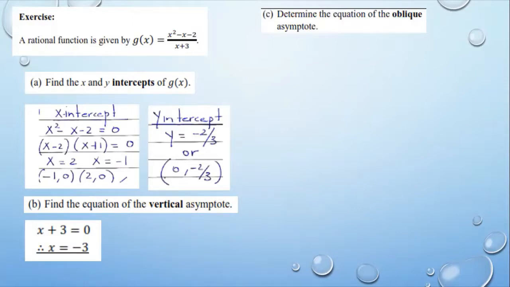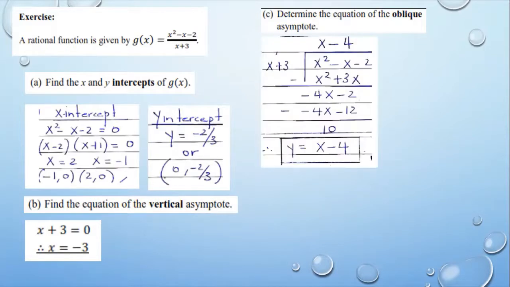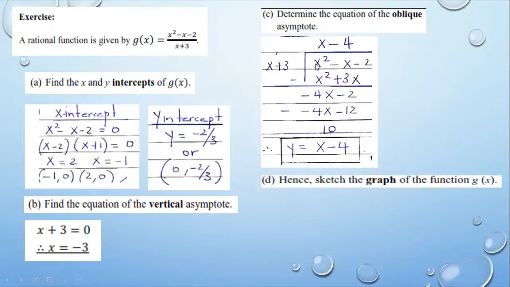Now for the oblique asymptote, you have to use long division. So this is how we have done it. See, x squared minus x minus 2 is divided by x plus 3. So a number times x should give you x squared. That number is x. x times x is x squared, so we wrote x squared here. Then the same x, you multiply with this 3. x times +3, you get +3x. Once you are done with that, you just rule off and then put the minus sign.